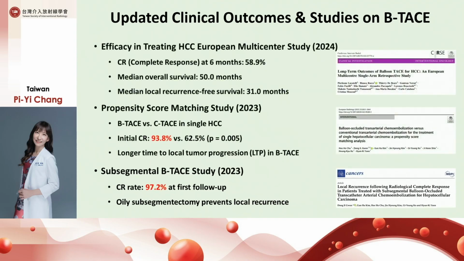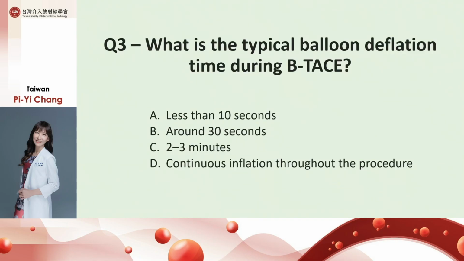Then let's move on to the last question. What is the typical balloon deflation time during B-TASE? I think Dr. Wu has already given the answer. A, less than 10 seconds. B, around 30 seconds. C, 2 to 3 minutes. And D, continuous inflation throughout the whole procedure.